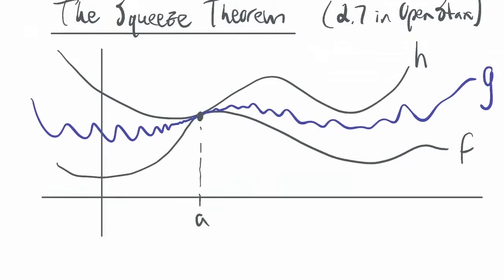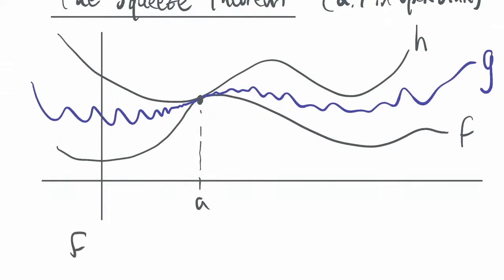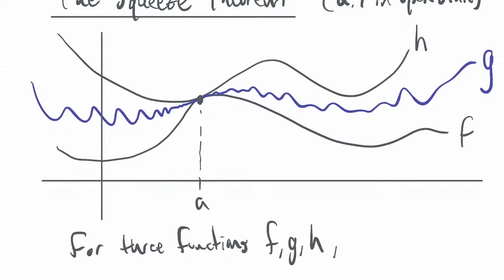So here's a. If you know the limit for h and you know the limit for f, and they agree, they're the same limit, well, since g is stuck between them, it would also have to have the same limit. So for three functions f, g, and h, let's say three functions defined on an interval containing the number a.